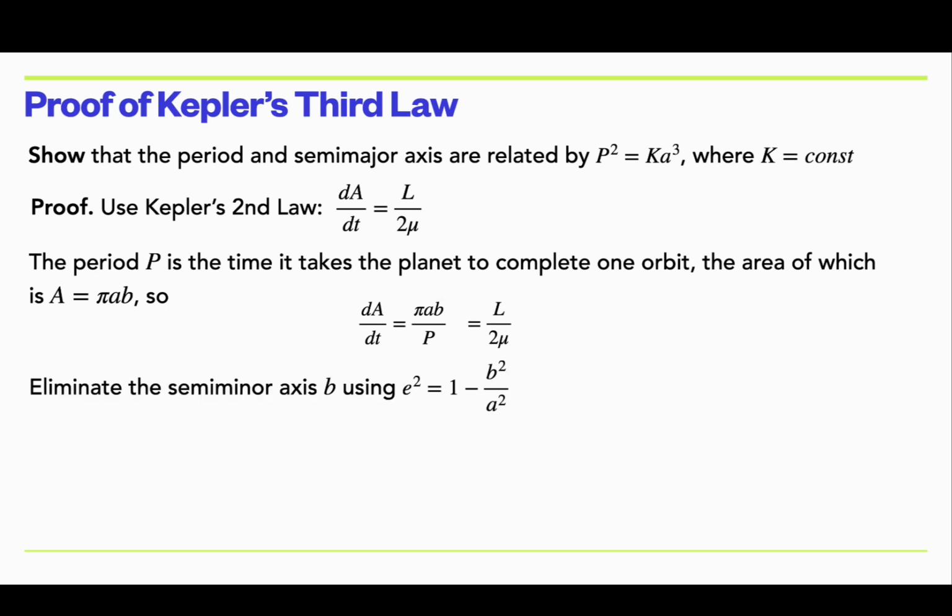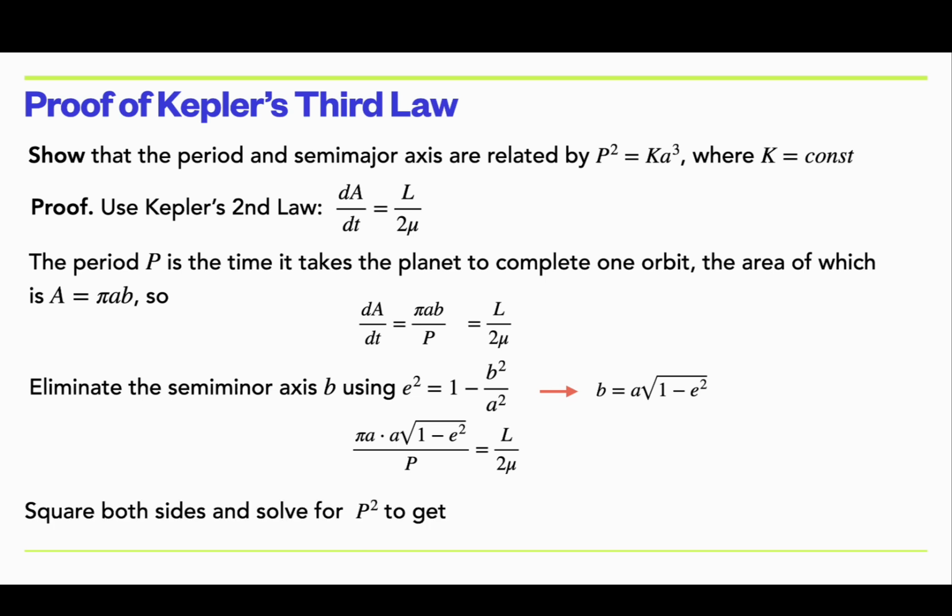We don't like this b, so let's get rid of the b. That's not a variable we're used to with celestial mechanics. So we're going to use this expression that the eccentricity squared is 1 minus b squared over a squared. Solve for b, plug it in. We get that. We can now square both sides and then solve for the period to be this.